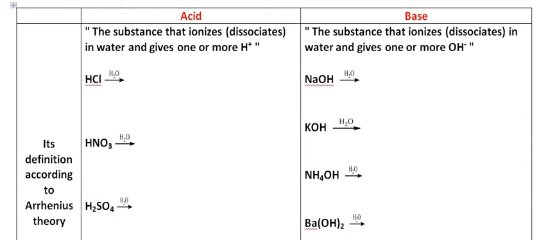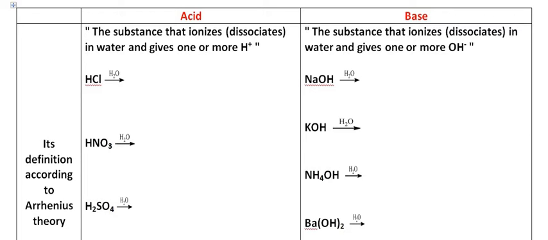Acids and bases, according to the first theory, which is called Arrhenius theory. According to Arrhenius theory, an acid is a substance that ionizes in water and gives one or more hydrogen ions. Hydrogen ion may be called H plus, or proton.